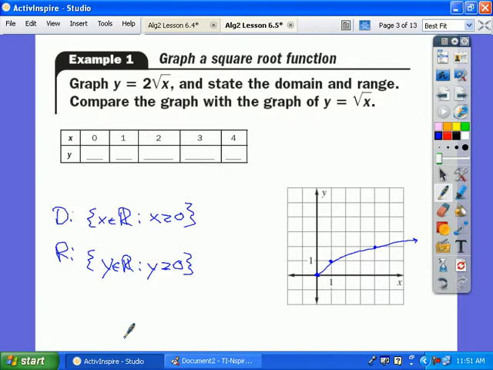Right now, I want to get this graph of y equals 2 times radical x in place. So how do I do that? I can make an xy table. The square root of 0 is 0, times 2 is 0. The square root of 1 is 1, times 2 is 2. The square root of 4 is 2, times 2 is 4. And so it gives us a graph that looks like this.